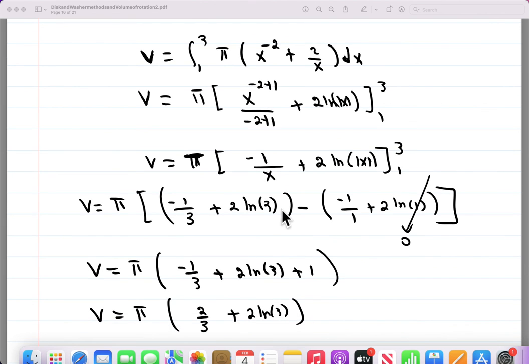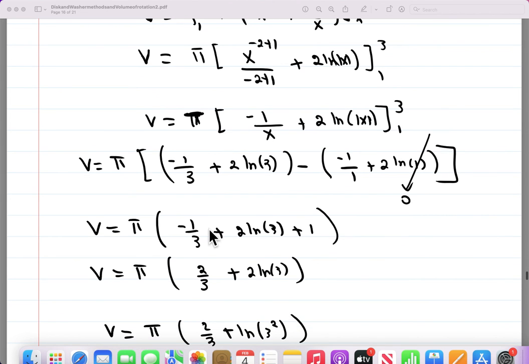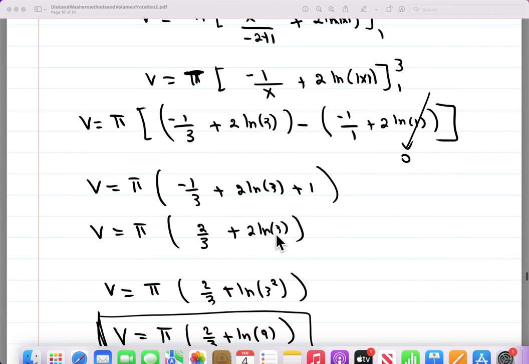Now, when you plug in 3 for x into this expression, you get -1 over 3 plus 2 times ln of 3, minus quantity. Then you plug in 1 for x into this expression to get -1 over 1 plus 2 times ln of 1. ln of 1 is 0. So here you're going to get -1 divided by 1 is -1. Because of this negative and minus, it makes it +1. And here we just get the same thing. So we combine like terms, so -1/3 plus 1 gives us 2/3, and then plus 2 ln of 3.